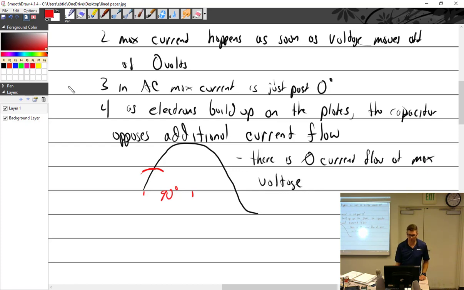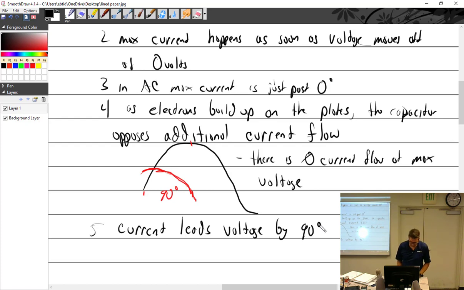So to finish my drawing then, here's max voltage. This should come down here to 0 and start its way the other way. Therefore, current leads voltage by 90 degrees.